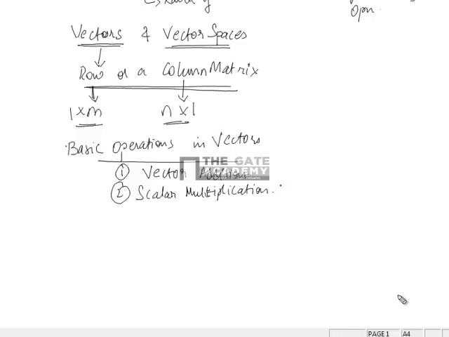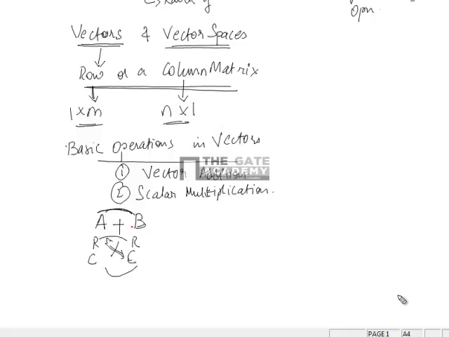Vector addition means I have a vector A. It can be a row vector or a column vector. I have another row or column vector B. So I can add both of them if both are row vectors or both are column vectors. Adding a row vector to a column vector is not allowed. I can add a row vector with a row vector, or a column vector with a column vector of similar order. If A is 1 cross 4 and B is 1 cross 5, then it is not possible. So if A and B are similar row vectors of the same order, then I can do A plus B.